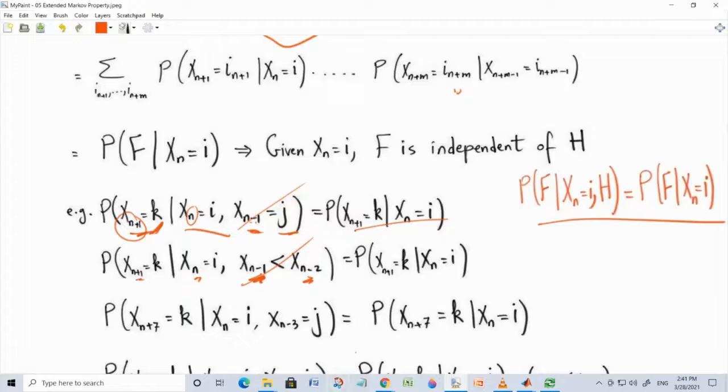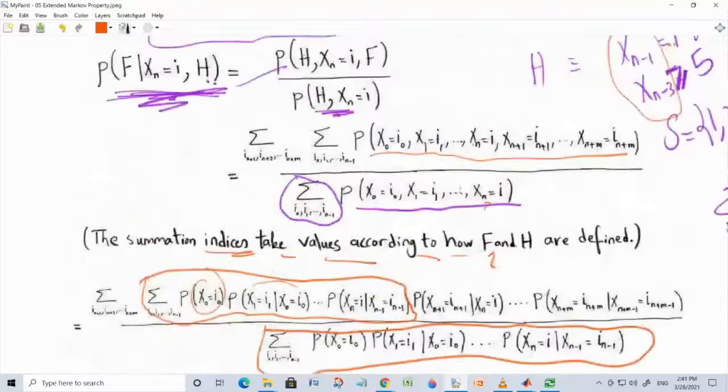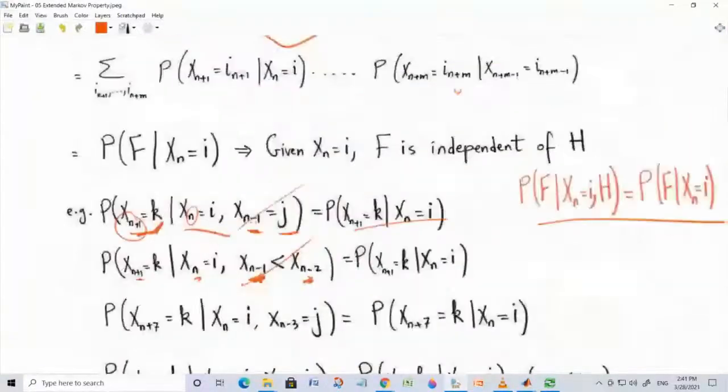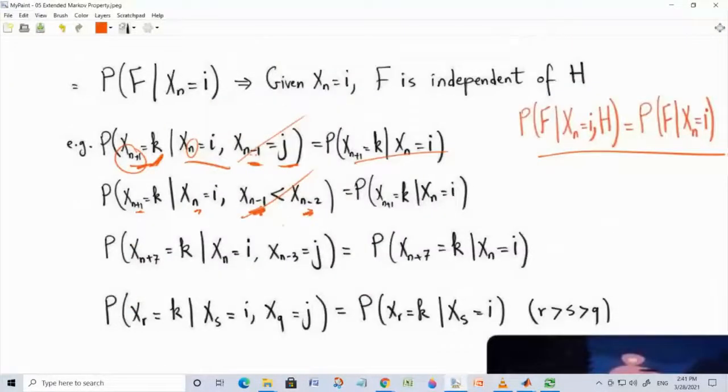It's a bit more complicated event. It's not that x of n minus 1 is equal to something and x of n minus 2 is equal to something. No problem, because actually our proof will work for these things. So we can eliminate this one. What about x of n plus 7? So that's the future. x of n is equal to i, x of n minus 3 go away.